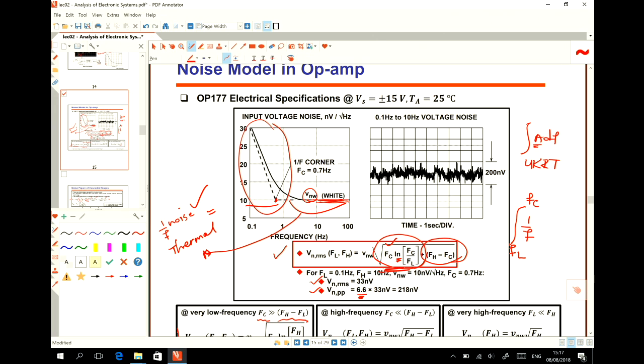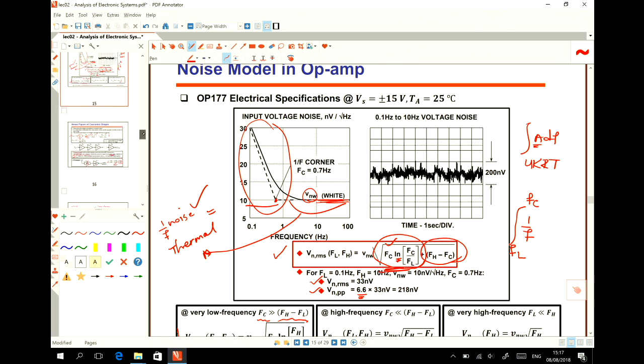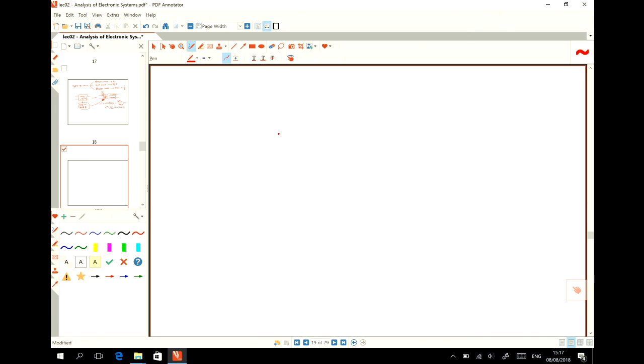So why do we put this as 6.6? If you look at the distribution function of a noise, we say that it's a white noise, and the distribution function of a white noise is Gaussian, which is like this. We say that the signal with a Gaussian distribution function is like this. For example, this is the noise. This is the signal that you see.